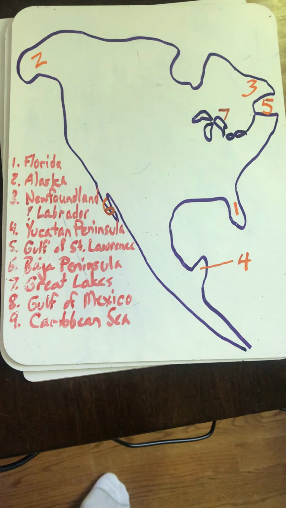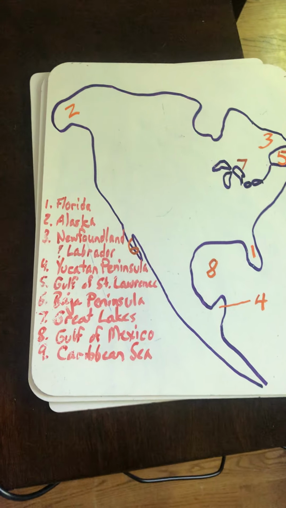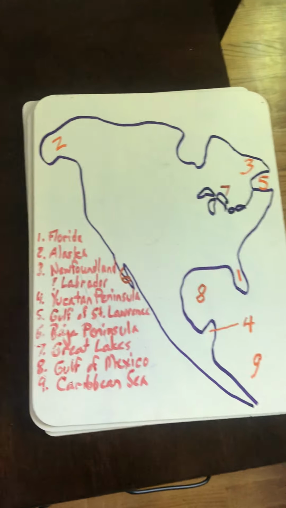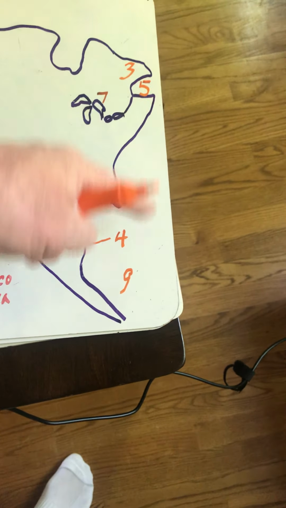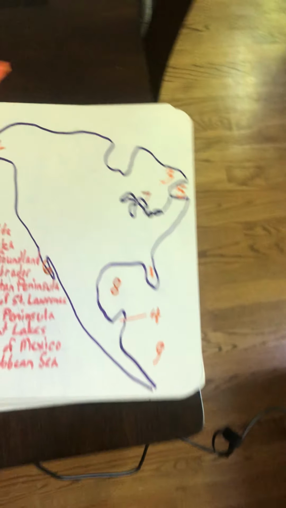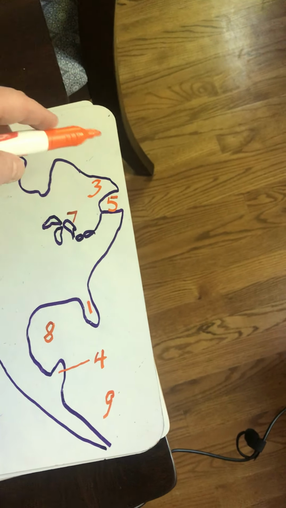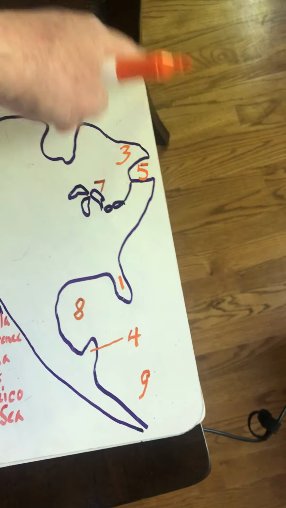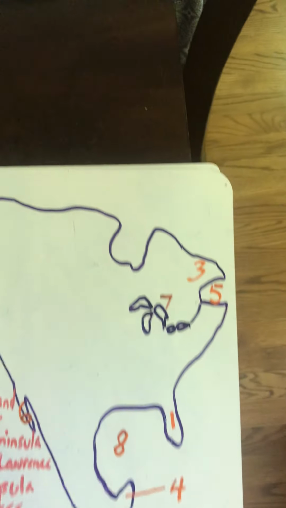The Gulf of Mexico, 8. The Caribbean Sea, 9. I would point out, of course, that over here to the west is the Pacific Ocean, to the east is the Atlantic Ocean, up here in the north is the Arctic Ocean. There's a whole lot of giant islands up here. Greenland is considered part of the North American plate, and that's up here. So there's a lot more than what's on this map, but it's a place to start.